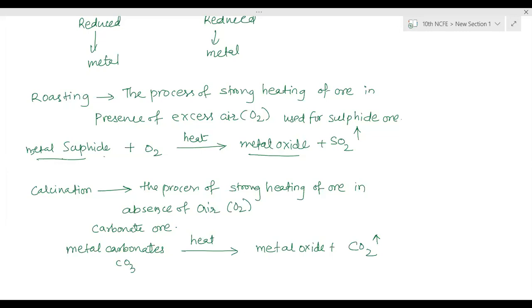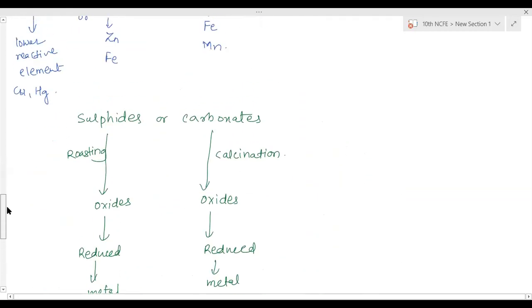They will ask you to differentiate between calcination and roasting. We can write that in roasting we need to pass oxygen and in the other one we don't need to pass oxygen, that also. So write down these points then.